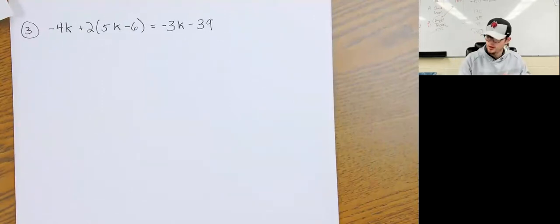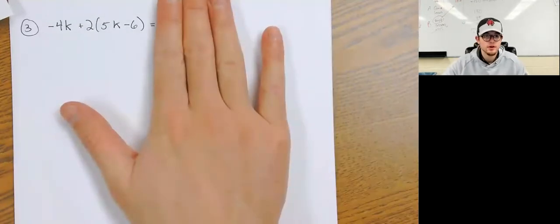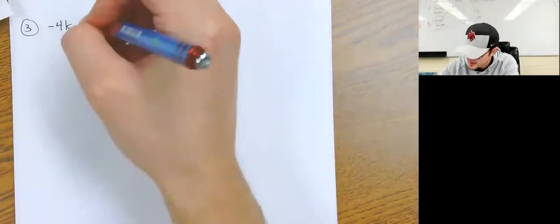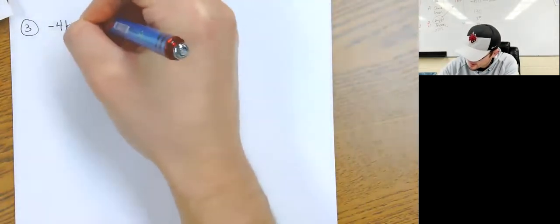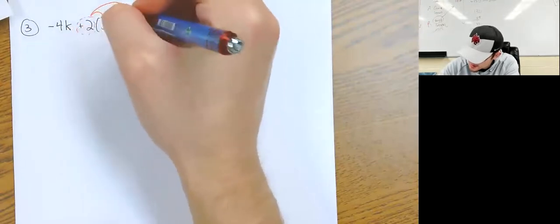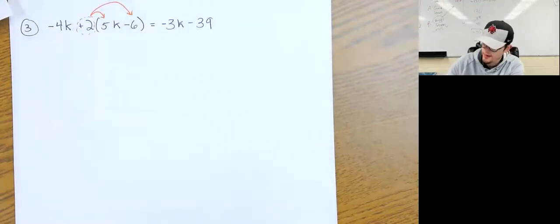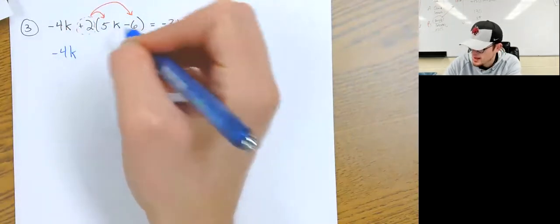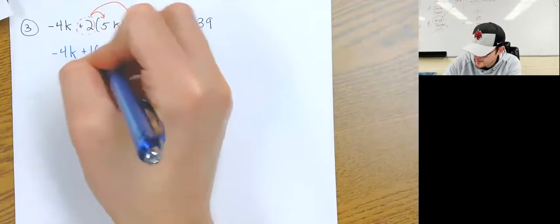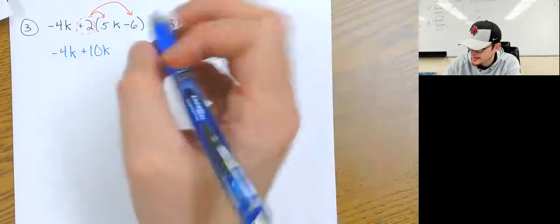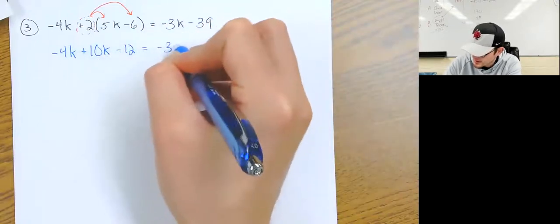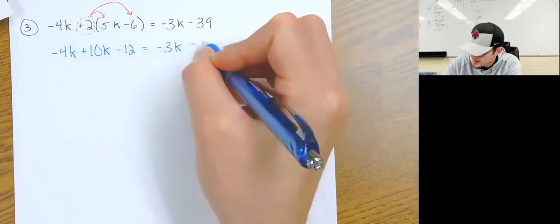All right, now I'm going to go through and I'm going to solve it. If I look at the left side, not simplified at all. So the first thing I need to do is distribute. I'm going to distribute a positive 2. So I should get negative 4k. 2 times 5k is 10k. 2 times negative 6 is negative 12. And then equals negative 3k minus 39.